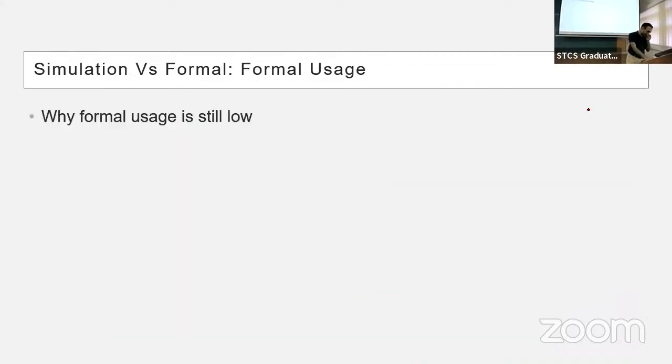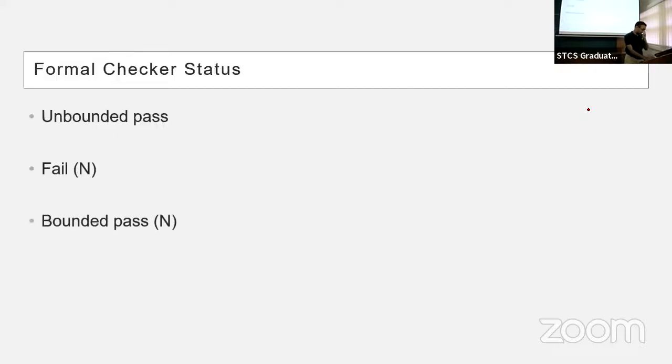But still, formal usage is pretty low, and this methodology has been in the industry since the mid-90s. Still it's very low, and the reason is those challenges that come with formal. Remember, we have that generator, and on the right side we have these checkers.